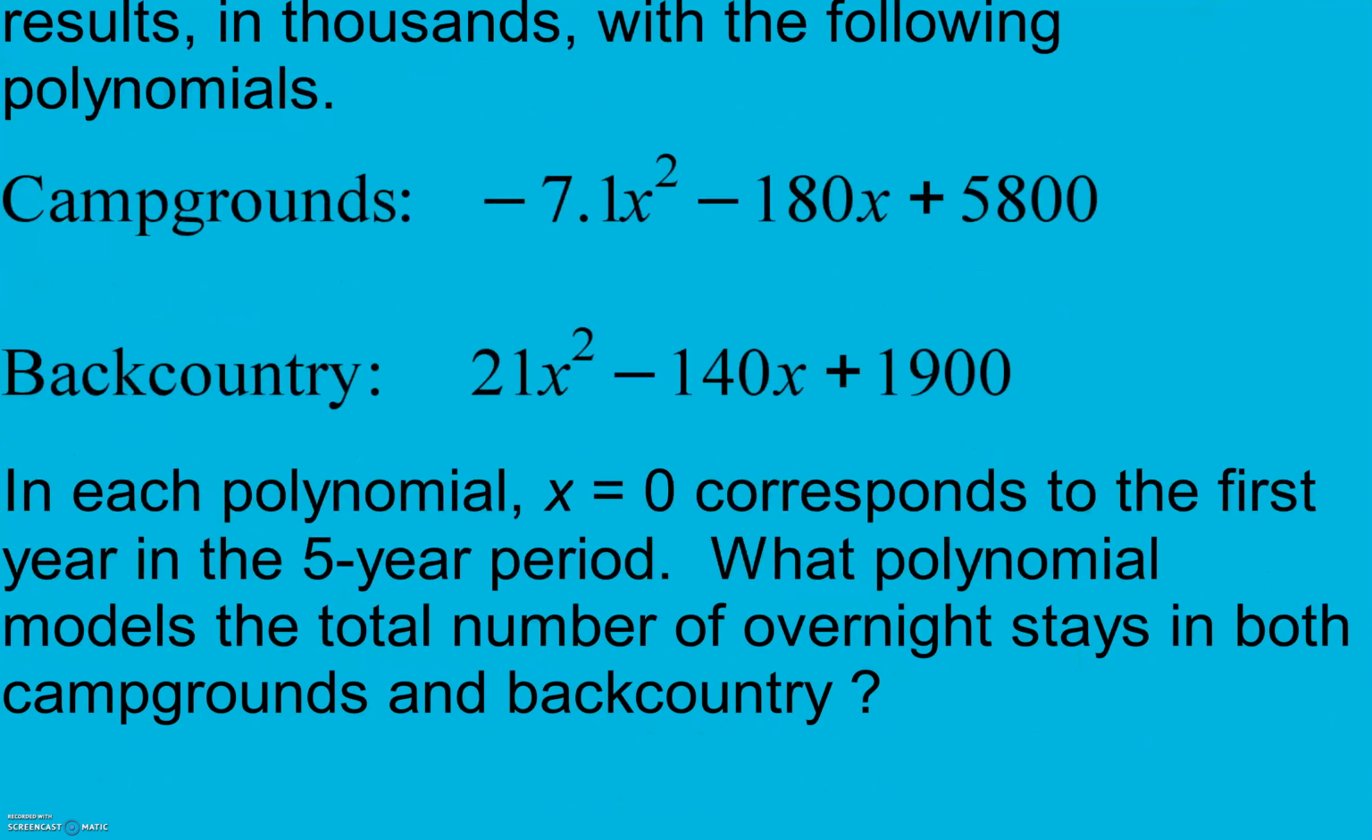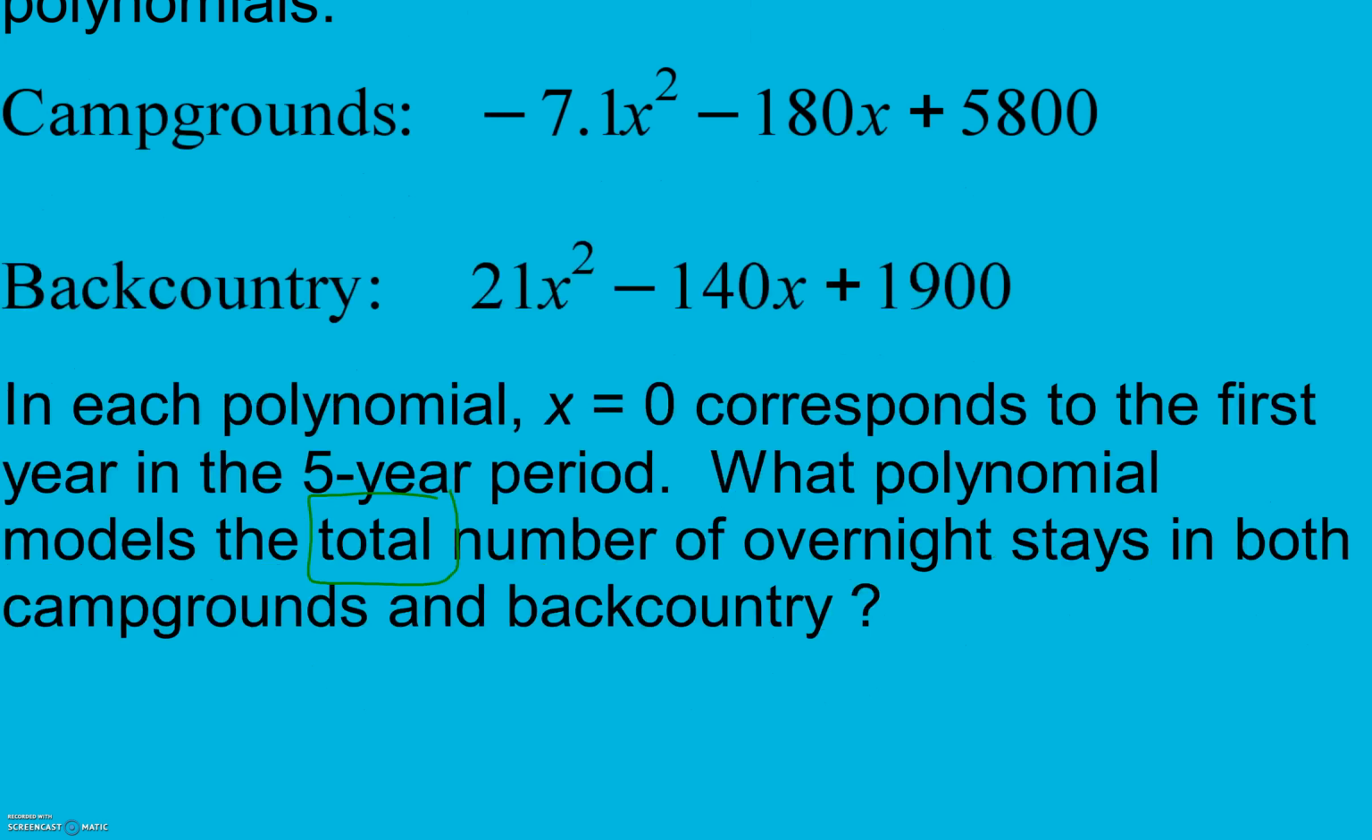In each polynomial, x equals 0 corresponds to the first year of the 5-year period. That just tells us that this is all based off of when he started, so it's not using years as in like 2014, it's using years in terms of 0, 1, 2, 3, 4, 5. What polynomial models the total number of overnight stays in both campgrounds and backcountry? So total here means that we are going to add these up.